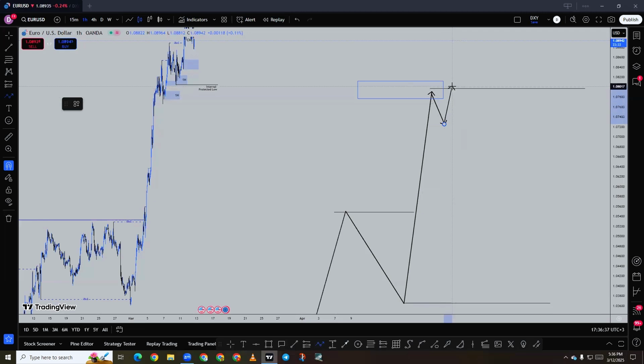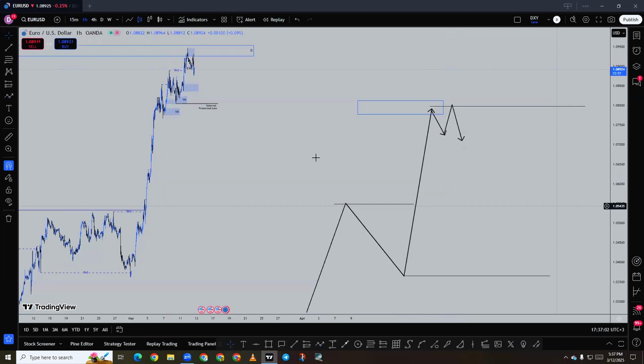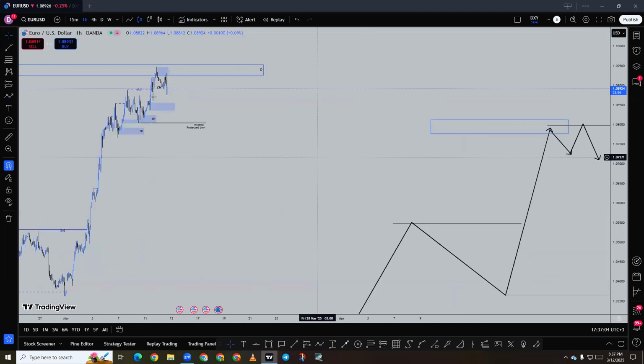So if this is the internal structure, you see we've already broken the internal structure to the upside. Now if we break the internal structure to the downside, that is a strong sign that the swing pullback has already begun. I don't know whether that makes sense, but this is it.